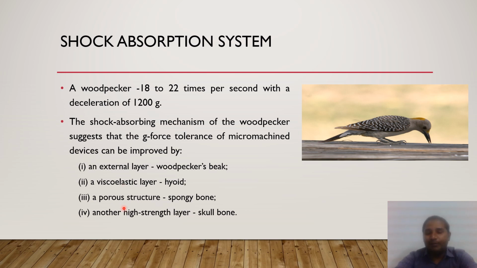And the third one is a porous structure, which will try to suppress the vibrations. Here it is done with the help of a spongy bone. And another high strength layer is highly porous and will not allow the vibration to spread further. So it is done with the help of a skull bone. These four combinations of bones in the woodpecker enable it to effectively control the shock.